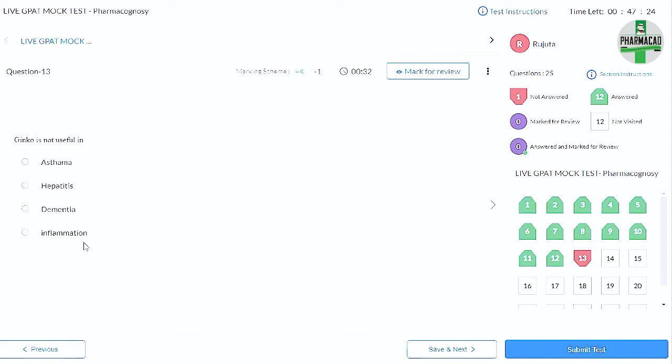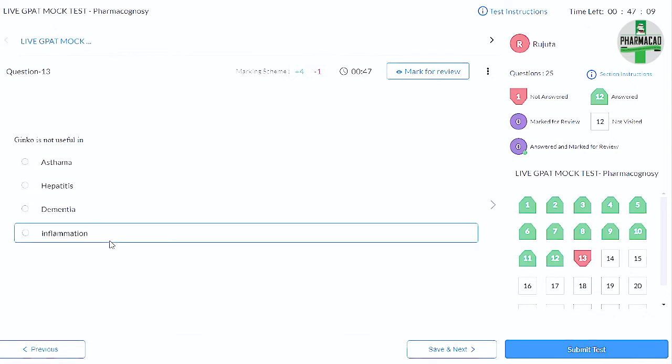Assuming you are not able to answer, because in lectures I have told you that these kinds of questions are rarely seen in GPAT. But if you get such a question, what will you do? Try to relate the options first. Before that, if you remember any characteristic point about the drug, recall that. Now ginkgo is generally used in Alzheimer's patients, Alzheimer's or dementia patients. It was a marker drug used in the treatment.